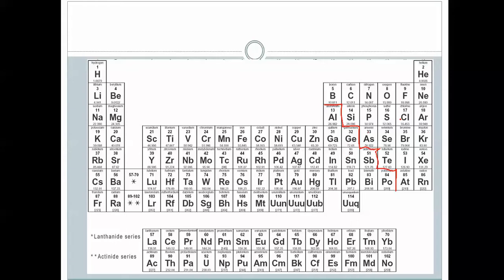Really, really, really important that at the very least, if you know nothing else about the periodic table, you need to know where the metals and the nonmetals are. Mixing that up is going to cause you all kinds of problems. So make that line there.